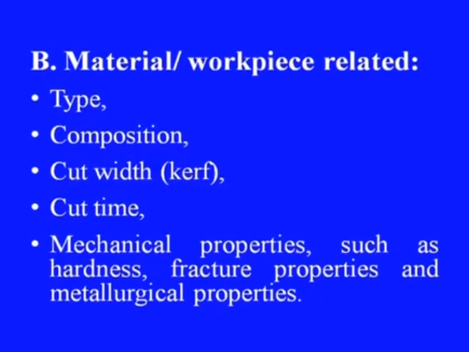The next group of parameters are workpiece or material related. They consist of the type of the material, composition of the material, cut width, which in laser beam machining terminology is also called kerf, then cut time, then mechanical properties such as hardness, fracture properties, and metallurgical properties of the work material. The four physical parameters of the workpiece significant to laser beam machining include reflectivity, specific heat, thermal conductivity, and latent heat.